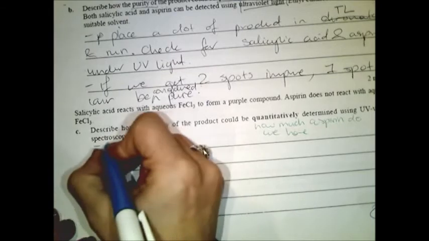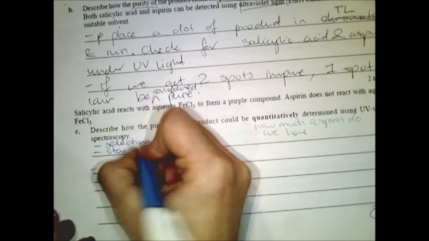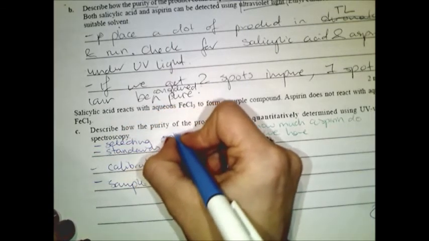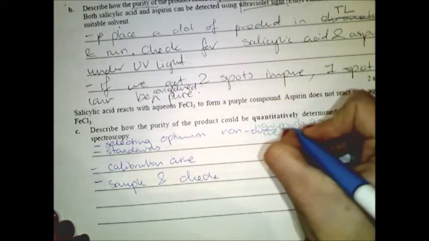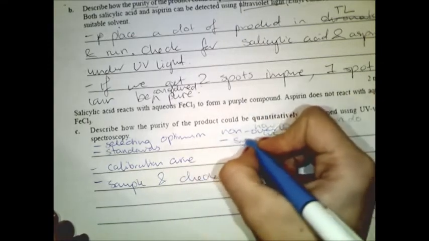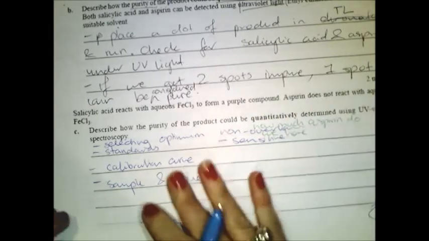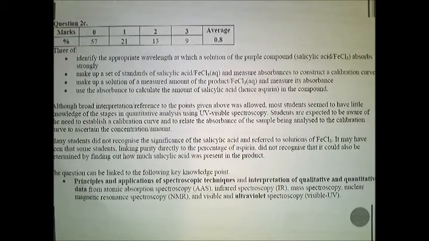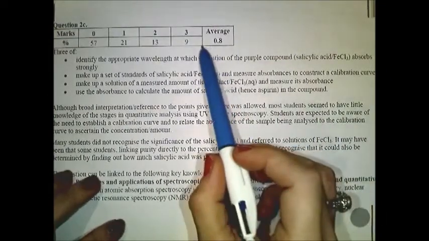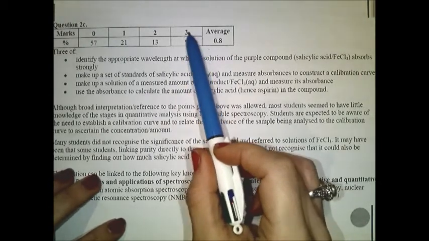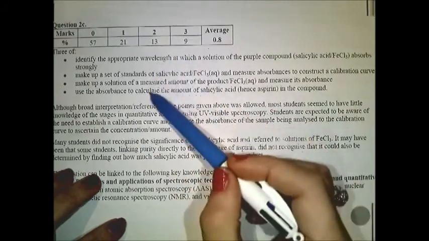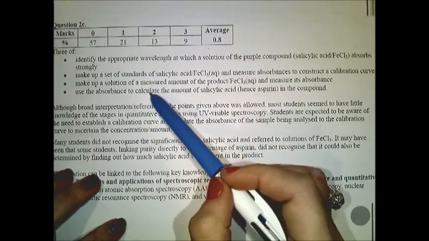So let's have a look at what gained the 3 marks. Oh, before the standards, selecting optimum non-overlapping wavelength. The reason why we do that is because it's the most sensitive. Okay, so let's have a look at how the state scored for this question. So 9% got all 3 marks. That's why I keep going through this kind of scenario where we're trying to find the concentration of an unknown.